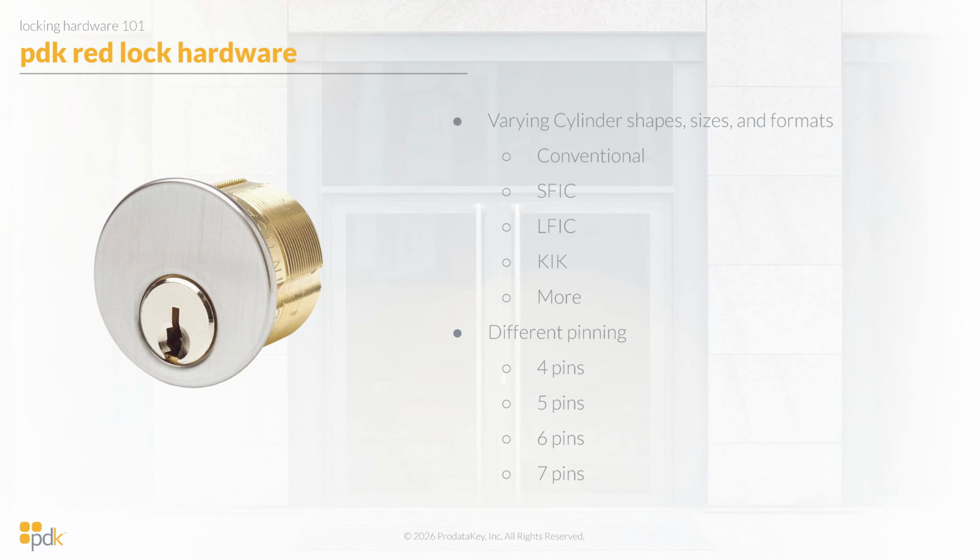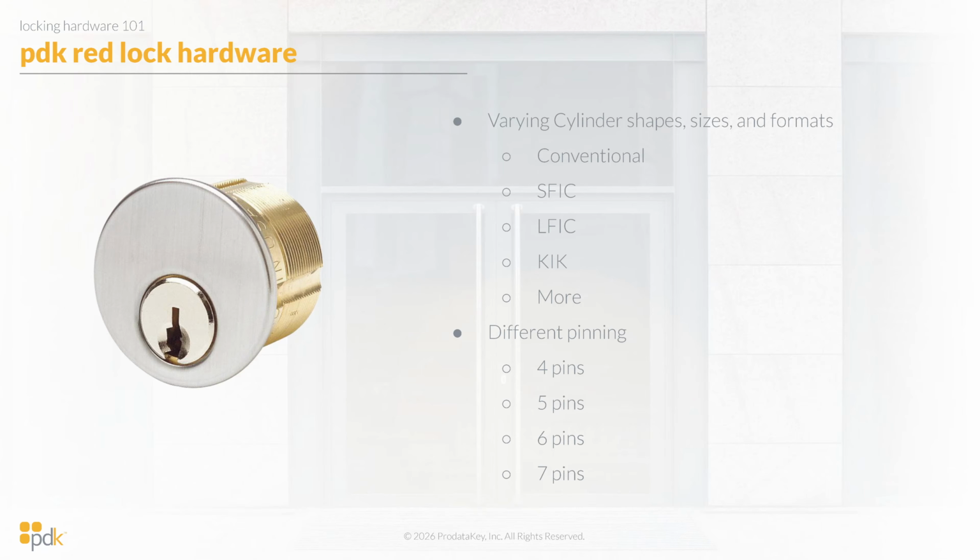Other locks, especially higher security locks, are going to have more pins. I put some very common pinnings here: 4, 5, 6, 7 pins. It's possible to have more, and if you really cheap out, you can get less than 4. I wouldn't recommend that.